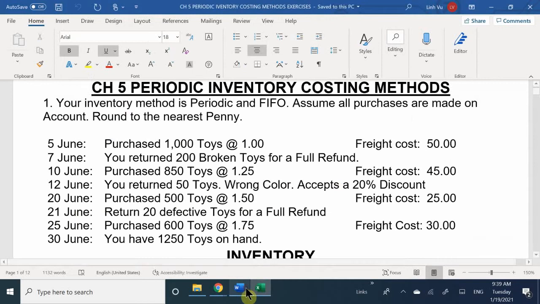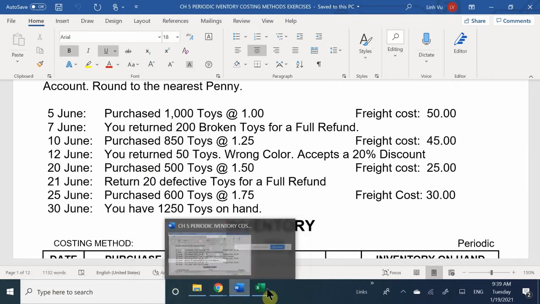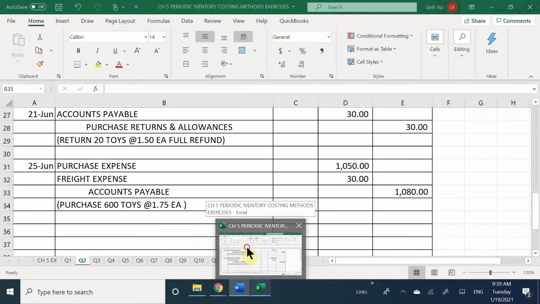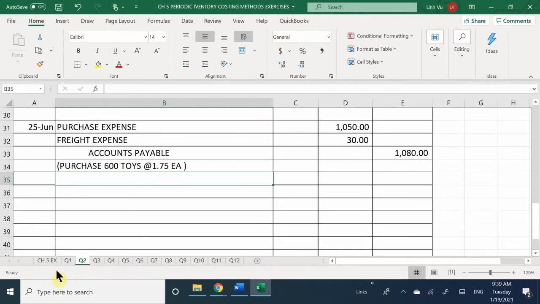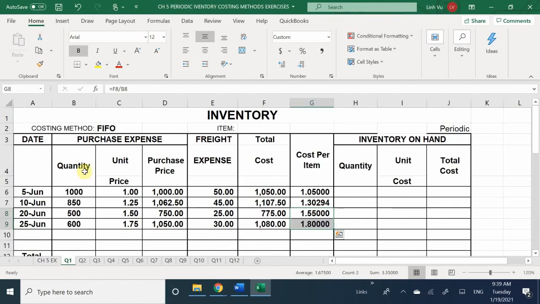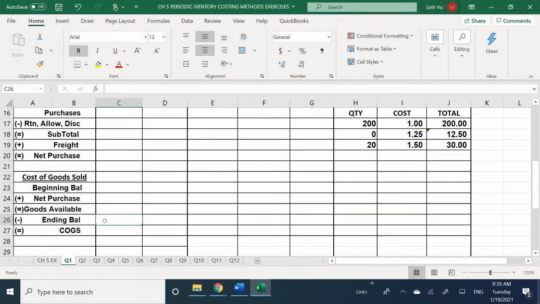Now the last piece of information is that on June 30th, you have a total of 1,250 toys on hand. So this is our ending inventory, 1,250. This is the part where you actually have to go to your worksheet first in order to complete the rest of your journal. Okay? So let's go to my worksheet, and I know that at the end of the day I'm going to have a total of 1,250.